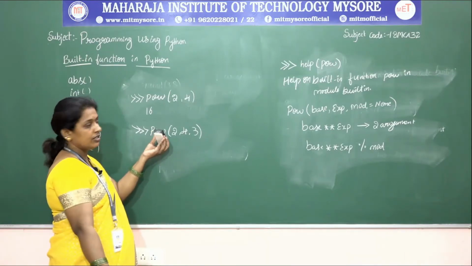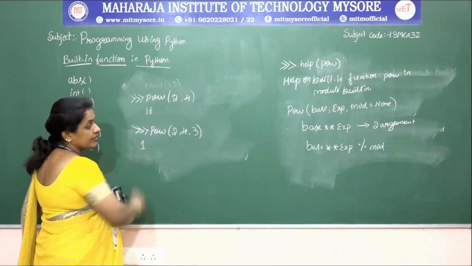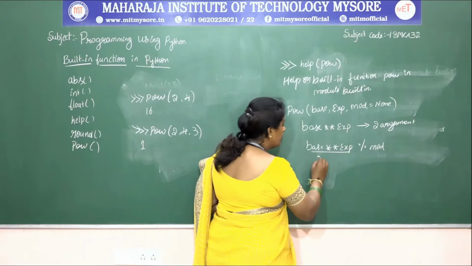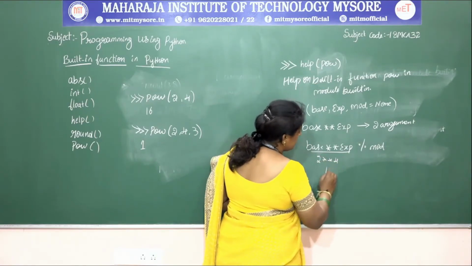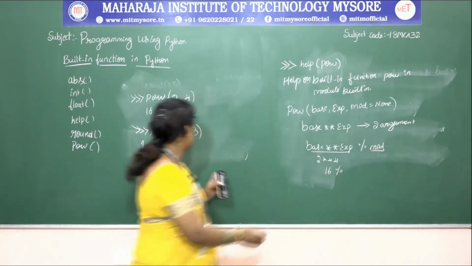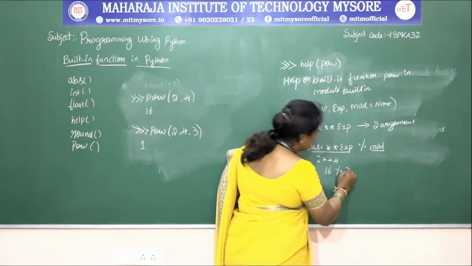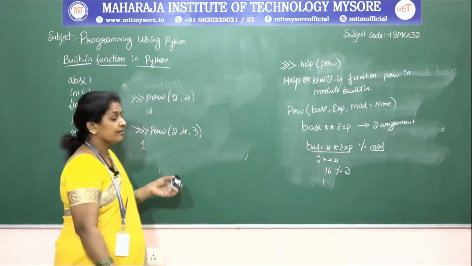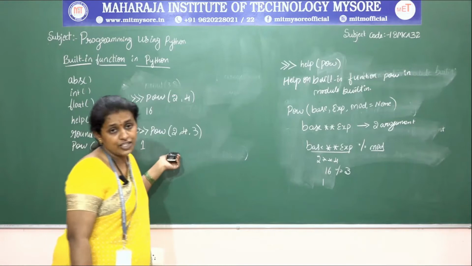So when we execute this statement, we will get the answer as 1, because the base and exponent value means 2 power 4, which is 16, modulus of the mod value, here 3. When we divide 16 by 3, we get a remainder of 1. So this is how the power built-in function works.